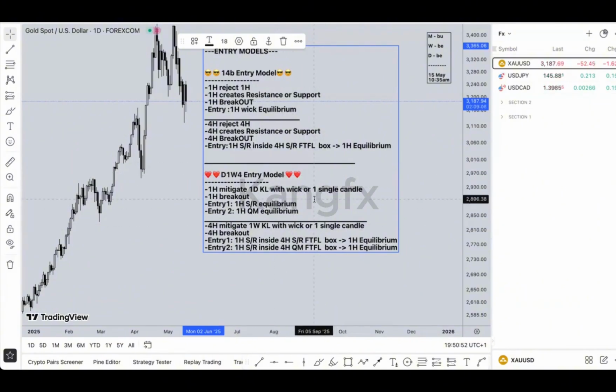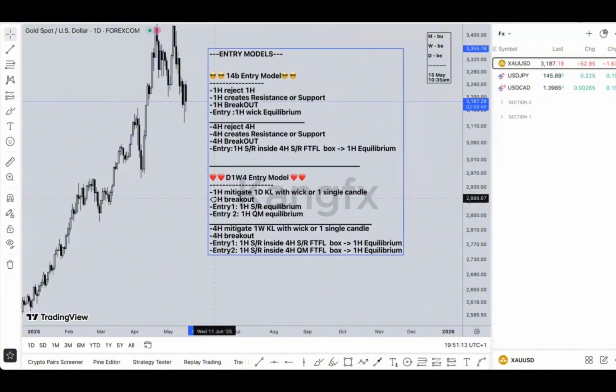And how does this entry model work? One, the first time we're using it on 1 hour, 1 hour must mitigate 1 day key level. And the mitigation must be either a 1 hour week, or one single candle from 1 hour. Then we see a 1 hour breakout.